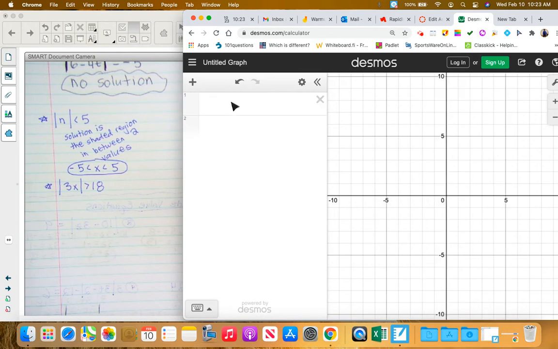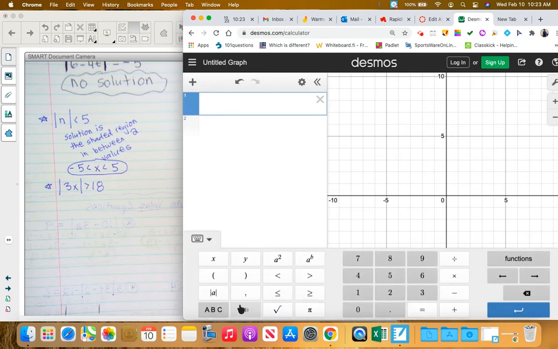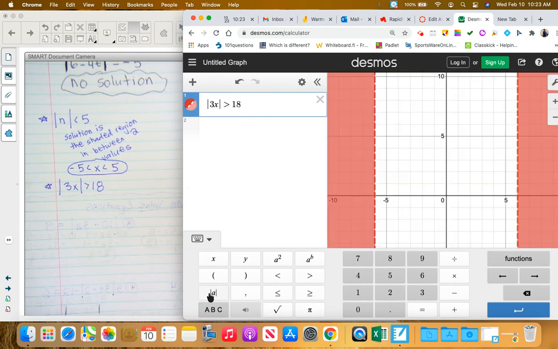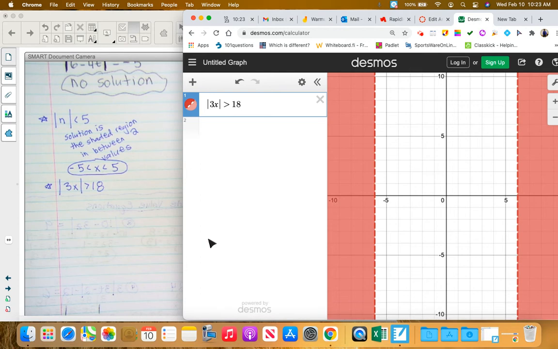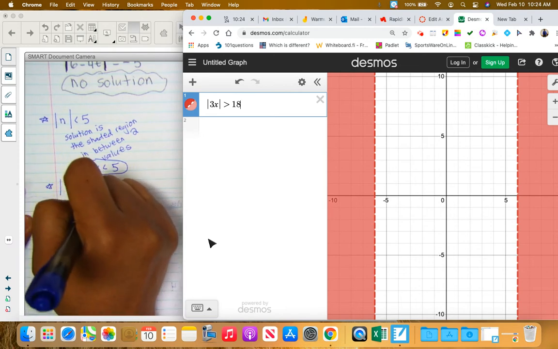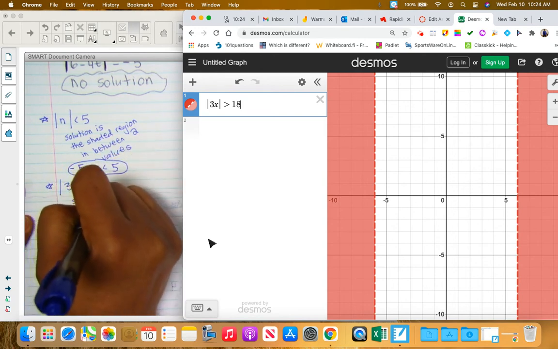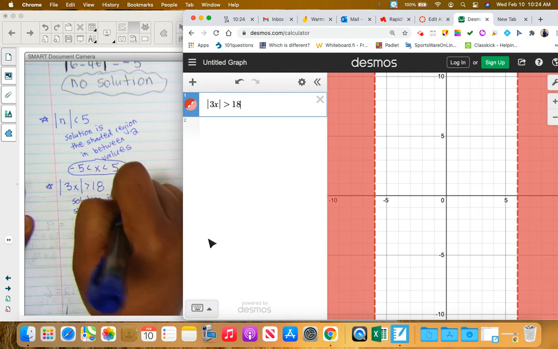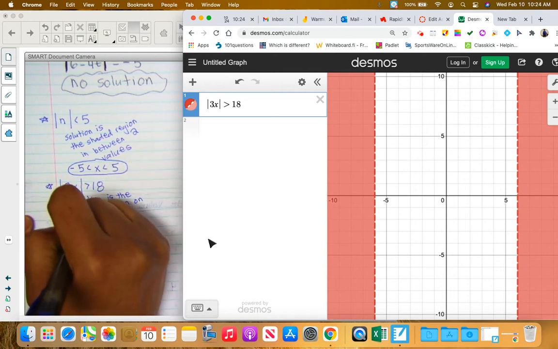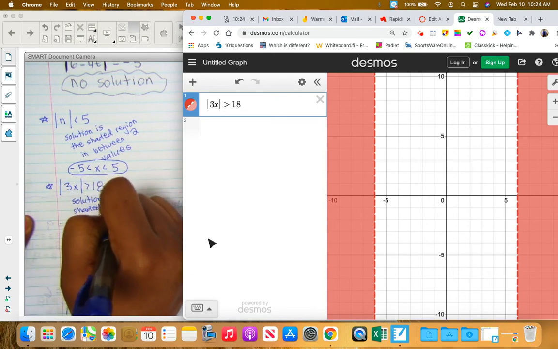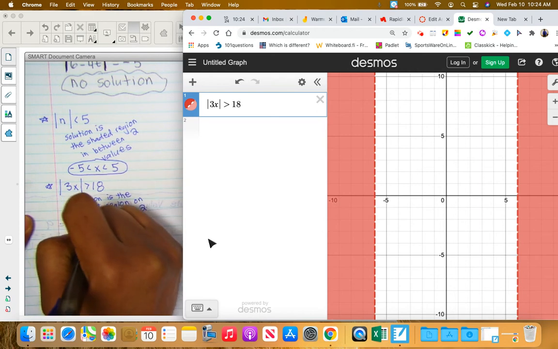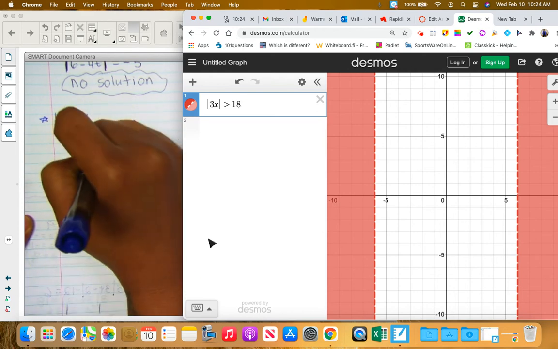And the last one, let's see what happens if I have an absolute value that is greater than something. So we'll type it in. 3x is greater than 18. Now, for something that is greater than, your solution is going to be the shaded region on the outside of two values. So solution is the shaded region on the outside of two values. Outside, in between.